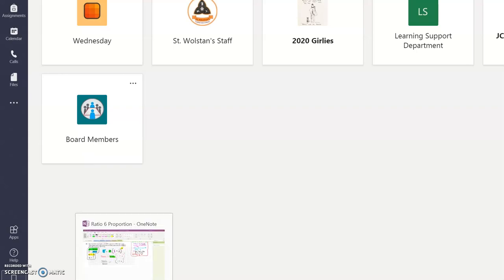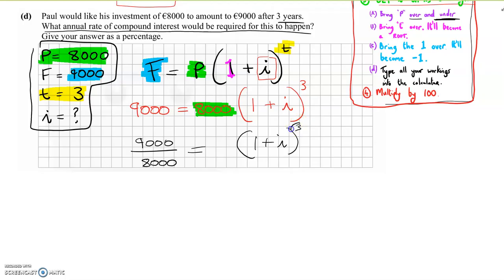Next up is the 3. So bring the 3 over. But remember, it's a power of 3. So if you bring a power, it changes to a root. Remember now, there's a button on the calculator specifically. You'll see it. You'll have to press Shift first. And it'll have a little 3 there. And you type that in first.